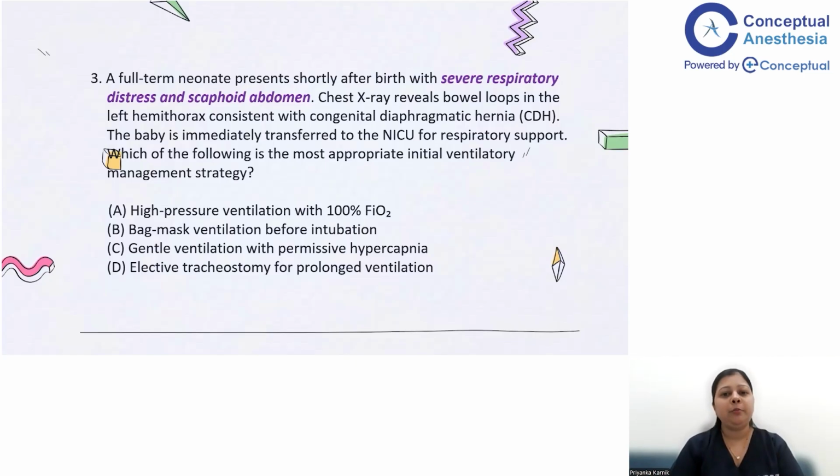So here the most appropriate step would be to intubate the patient and give gentle ventilation, and we actually do not aim for normal CO2 levels. Even up to 60 to 65 CO2 is acceptable. So, gentle ventilation with permissive hypercapnia. Lung protective ventilation strategies are important in CDH.